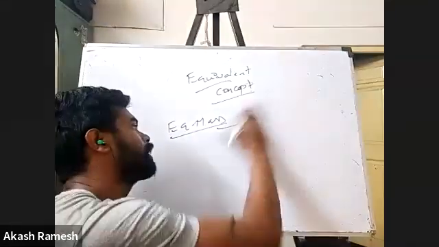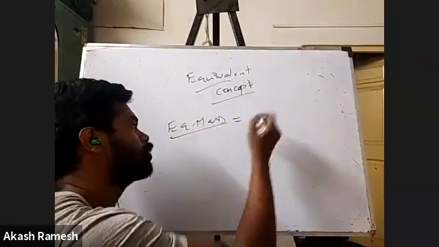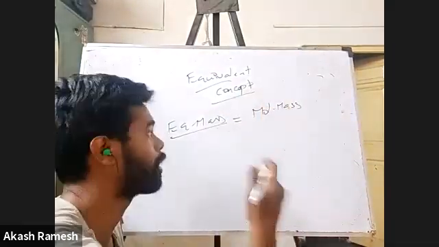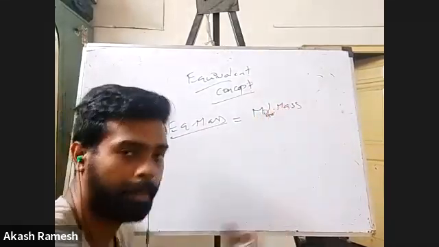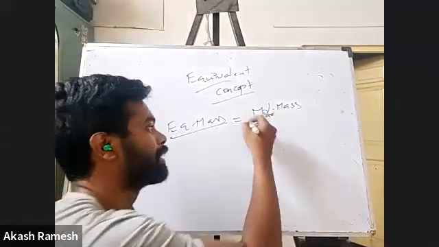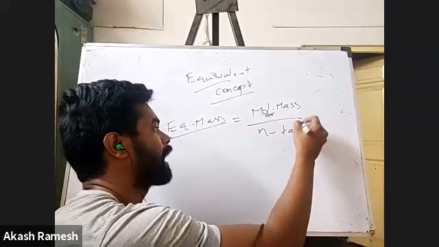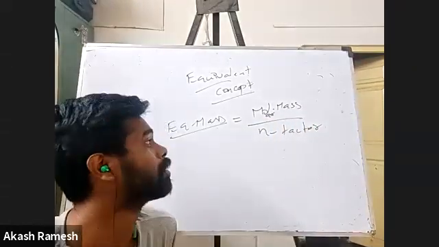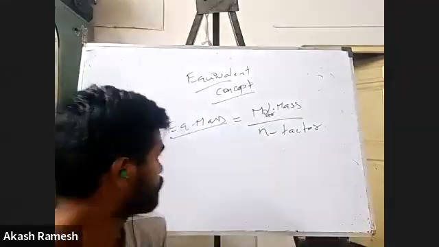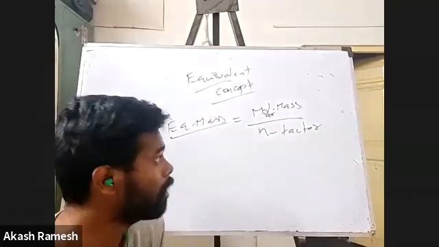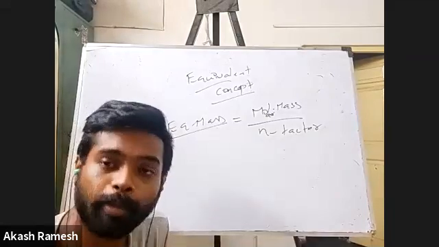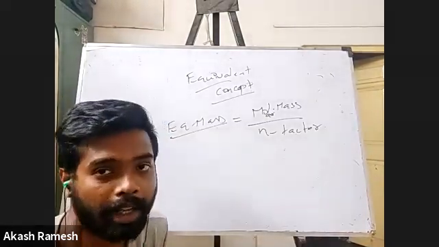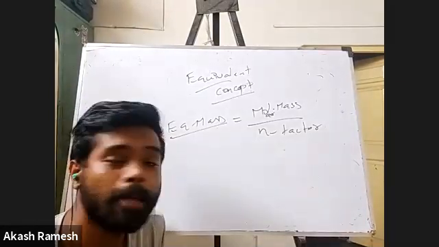So equivalent mass is equal to the molar mass, it can be atomic mass or molecular mass, divided by something called the n factor. So equivalent mass is equal to the molar mass of some species divided by the n factor. We know what molar mass is, that we can easily calculate. What do you mean by this n factor?